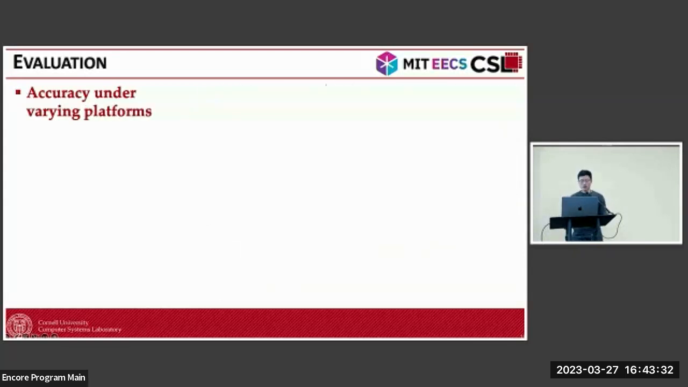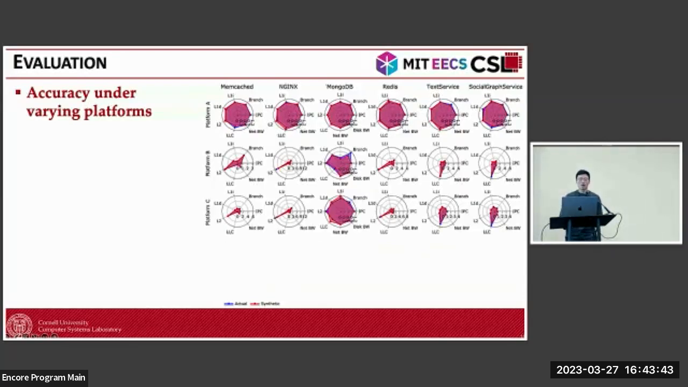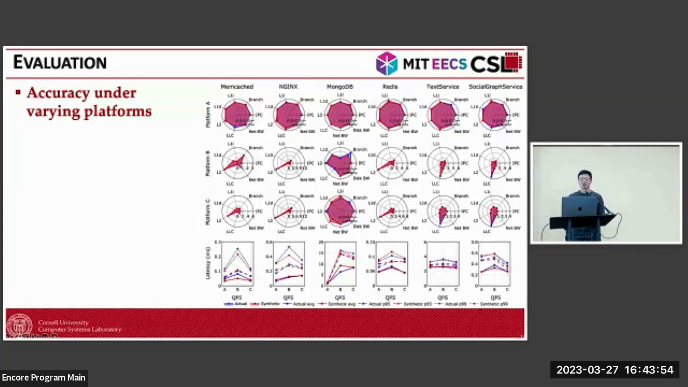And similarly, we test the data across different platforms. So each application is profiled only on platform A, but validated on platforms A, B, and C. And these data plots show that the synthetic benchmark can react to the platform changes in a similar way to the original application. And similarly for the latency. So in general, the fact that the synthetic applications can match the performance change on different platforms without reprofiling demonstrates that Ditto can accurately capture the critical and platform-independent features of the target applications.